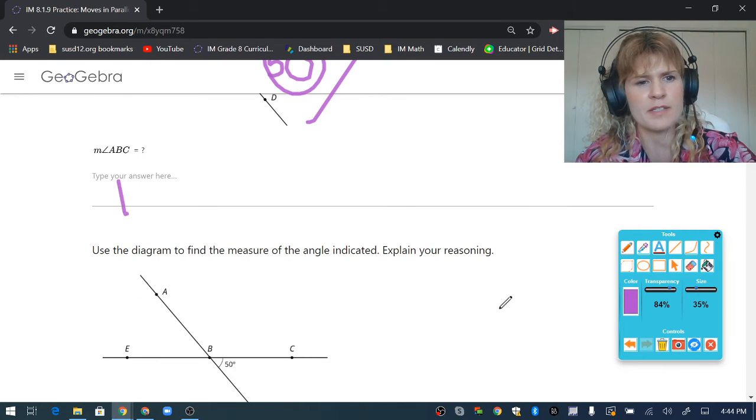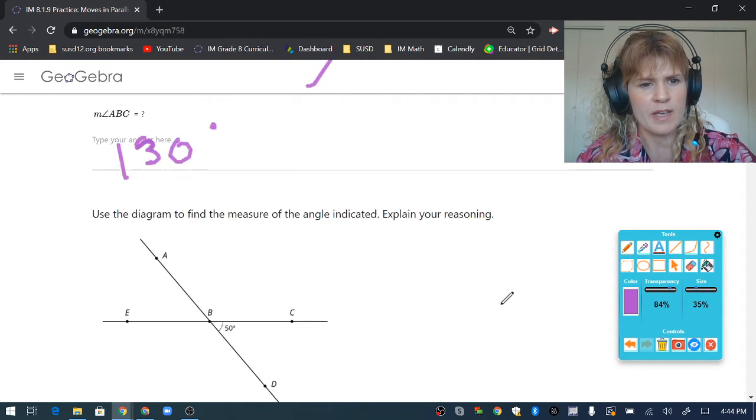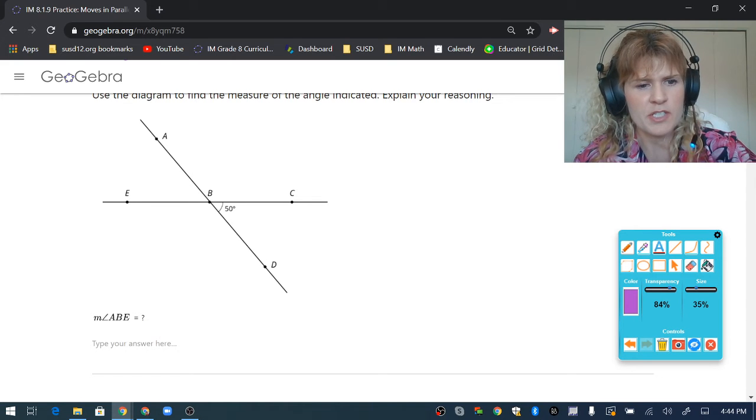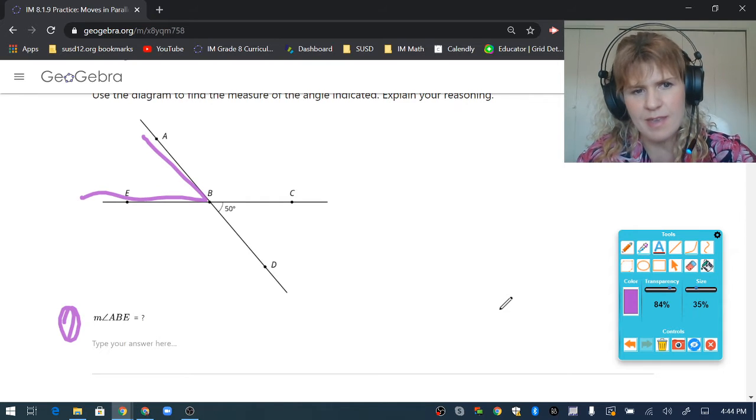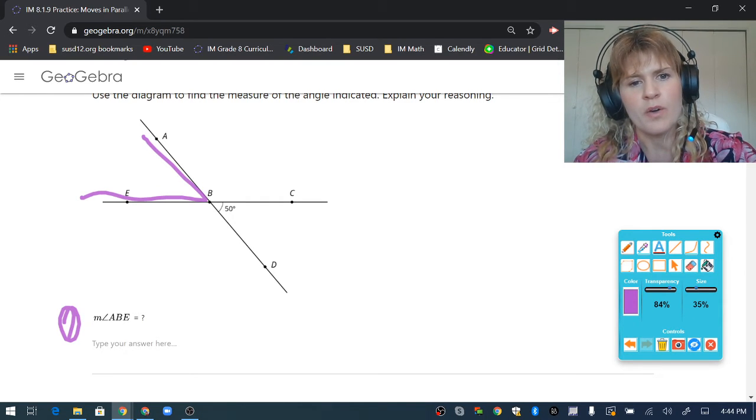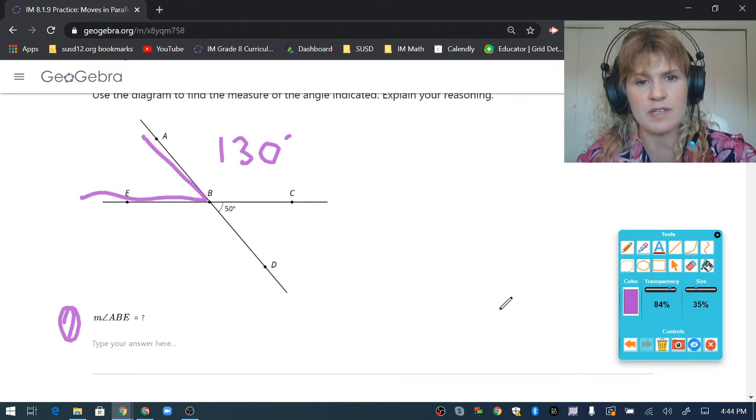Okay, type your answer here on the line, 130 degrees. Okay, keep going. The next question asks, what is the measurement of angle ABE? Okay, well, hold on. We just calculated that this angle is 130 degrees, right?